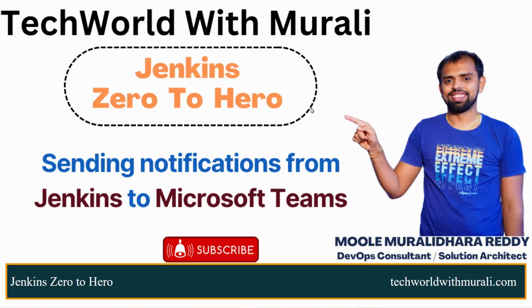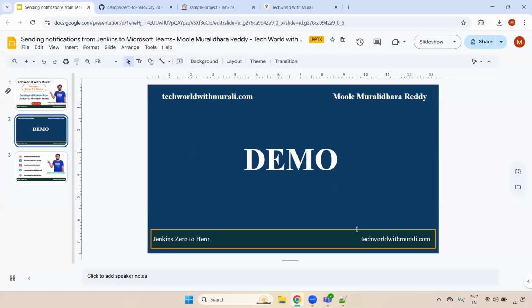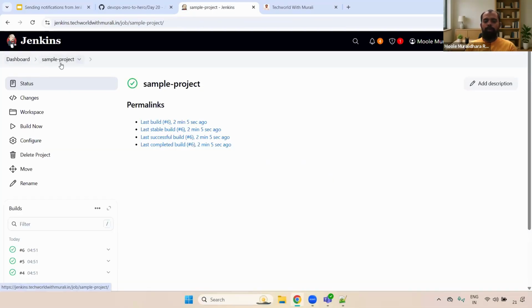Now we are going to discuss sending notifications from Jenkins to Microsoft Teams. Let's see the demo so that you will get some idea. So here, for example, we have a Jenkins job. You can take a sample project. Whenever we trigger the Jenkins job, when the Jenkins job has started, and when the build succeeds or when the build fails, I need to send a notification to a Microsoft Teams channel.